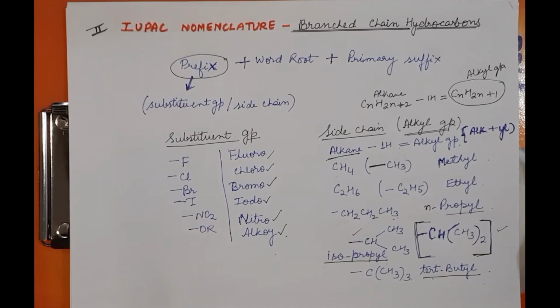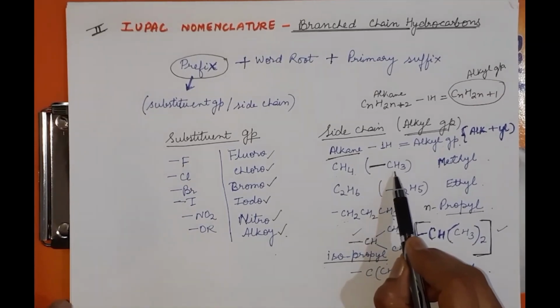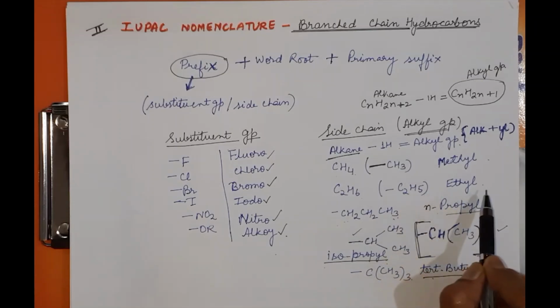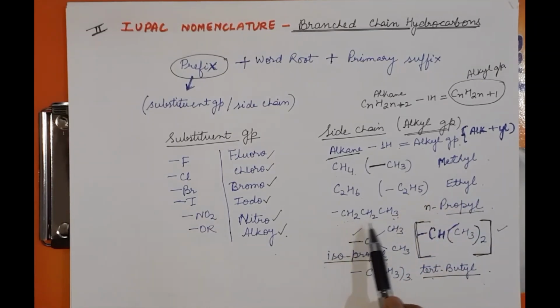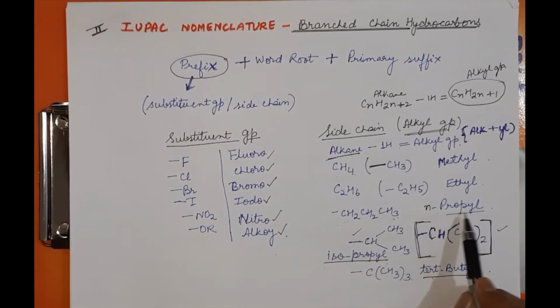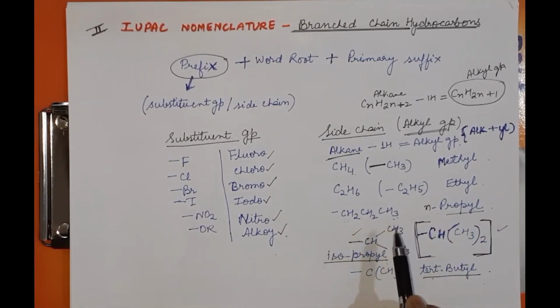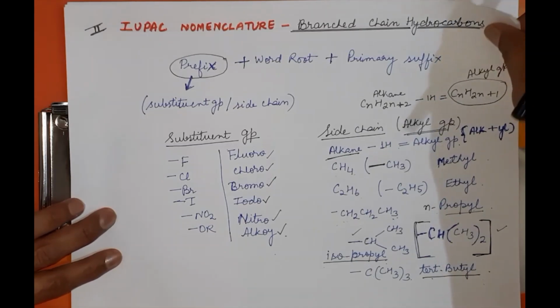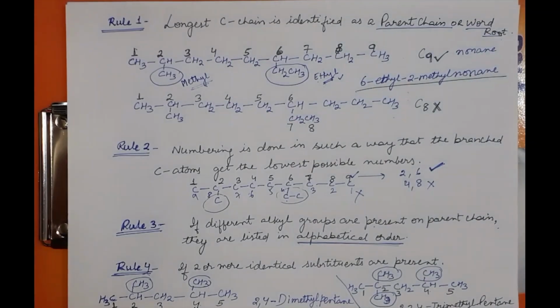We can see a few examples of this. CH4, methane: one hydrogen removed, it forms the CH3 methyl group. C2H6, ethane, forms the C2H5 ethyl group. Then from propane, hydrogen removed, it forms the n-propyl group, because it is a straight chain. If it is written in this form, then it is called isopropyl. And this is the tertiary butyl, C(CH3)3. All these are examples of alkyl groups which can be attached to the parent carbon chain.